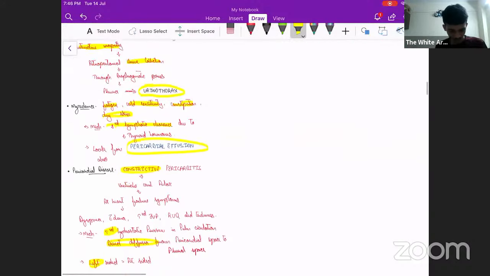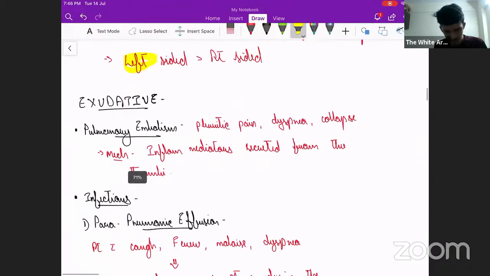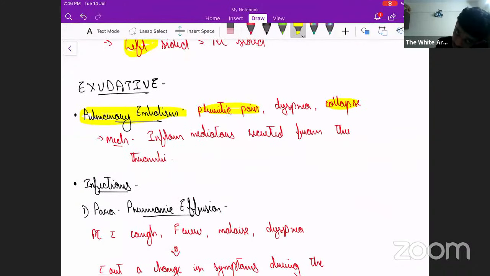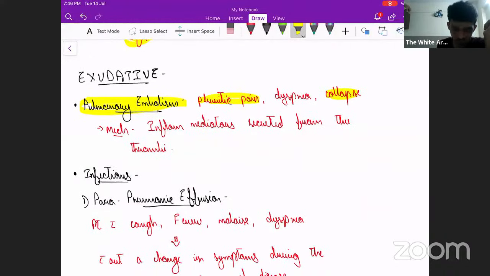Next we'll see exudative. The first exudative cause is pulmonary embolism. What is important is that pulmonary embolism can present as a silent, asymptomatic case, where on radiology workup you see fluid collection, or it can present as isolated dyspnea, or with pleuritic pain, or the patient might suddenly collapse. It is important because we can very easily miss the diagnosis of pulmonary embolism. We'll have to keep it in mind.